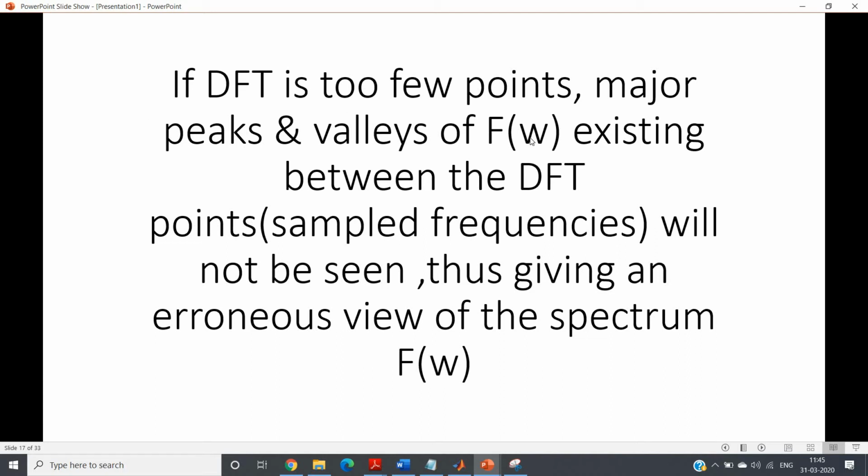If the DFT has too few points, the measured peaks and valleys of F of omega, that is our original DTFT, can exist between two DFT points or sampled frequencies. As a result, we will lose that particular information and it will not be seen, thus giving us an erroneous view of the spectrum F of omega.